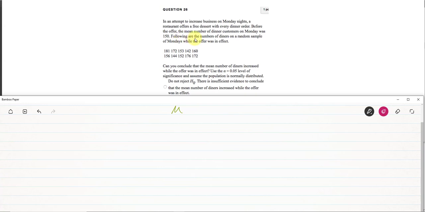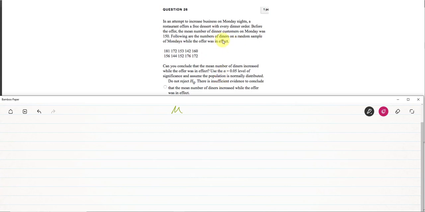The following are the numbers of dinners on a random sample of Mondays while the offer was in effect. So this is the number of dinners. Can you conclude that the mean number of dinners increased while the offer was in effect?